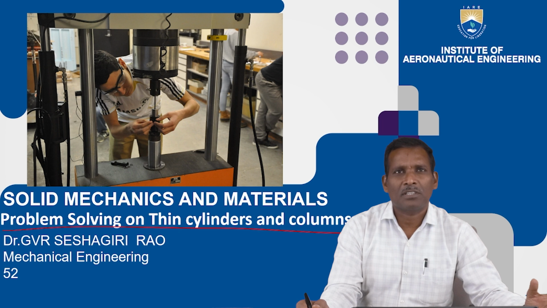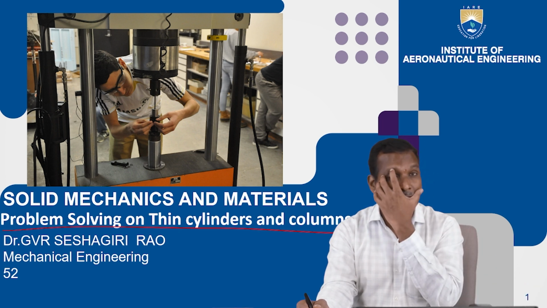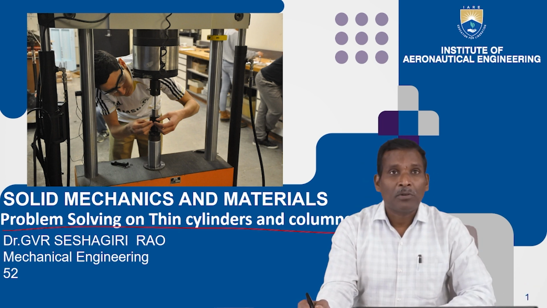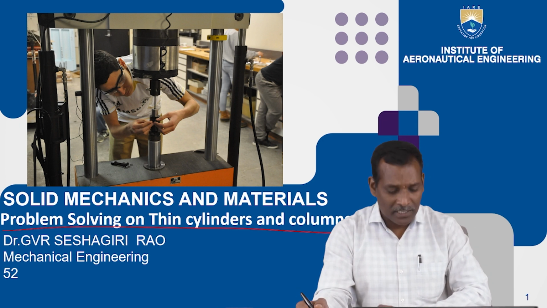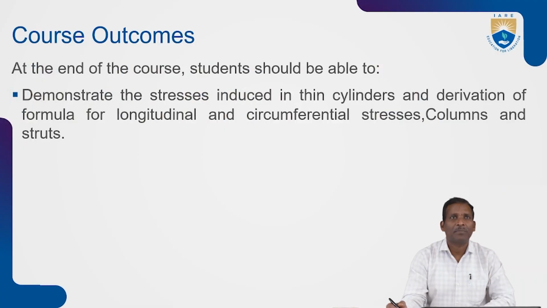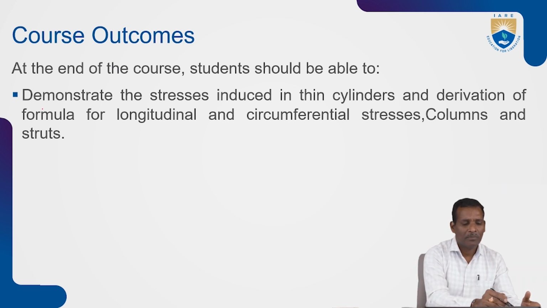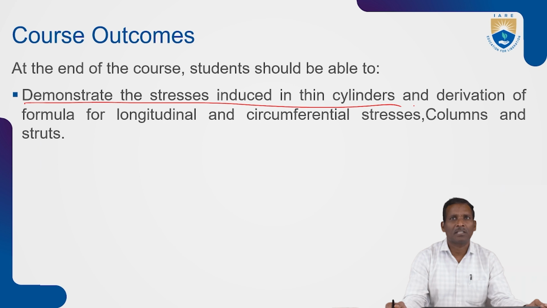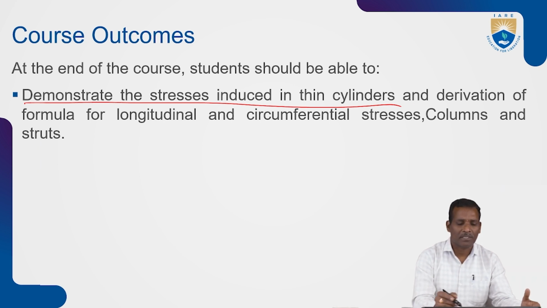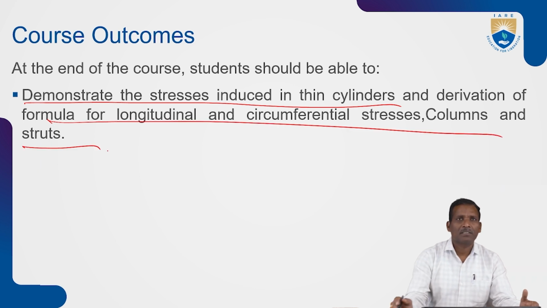We have already discussed thin cylinders and columns. What do you mean by thin cylinders and columns? Now in this session, how do we solve the problems? Whenever a problem related to thin cylinders and columns is given, how do we apply the empirical relations and derived equations? First of all, you should know the outcome. Students should be able to demonstrate the stresses induced in thin cylinders and the derivation of formulas for longitudinal and circumferential stresses, columns and struts.